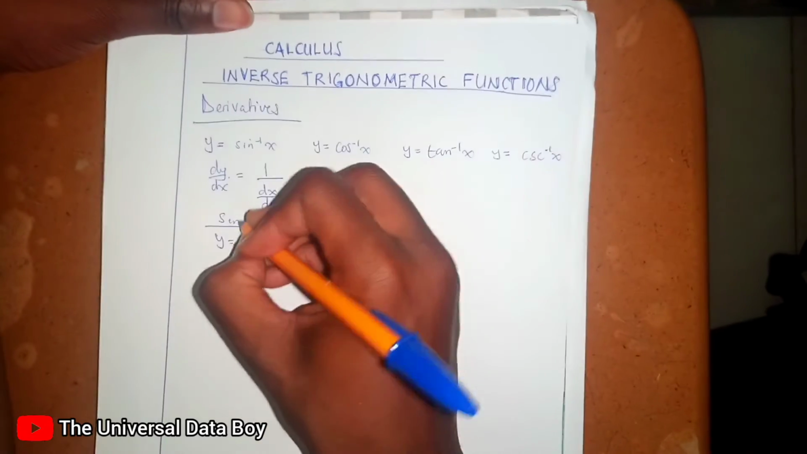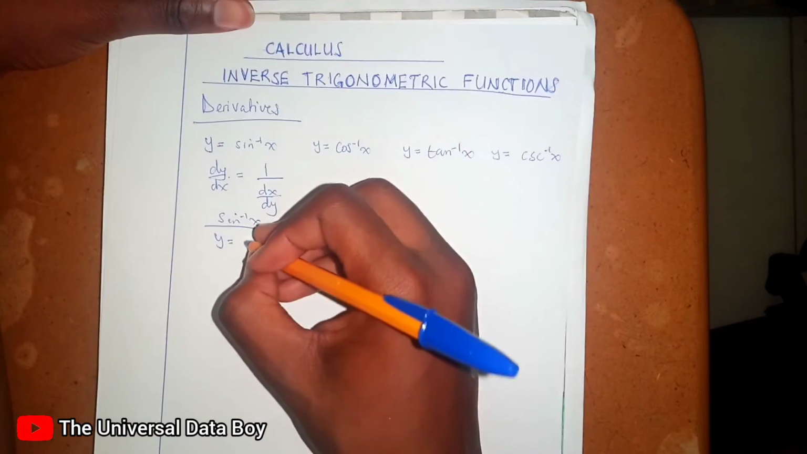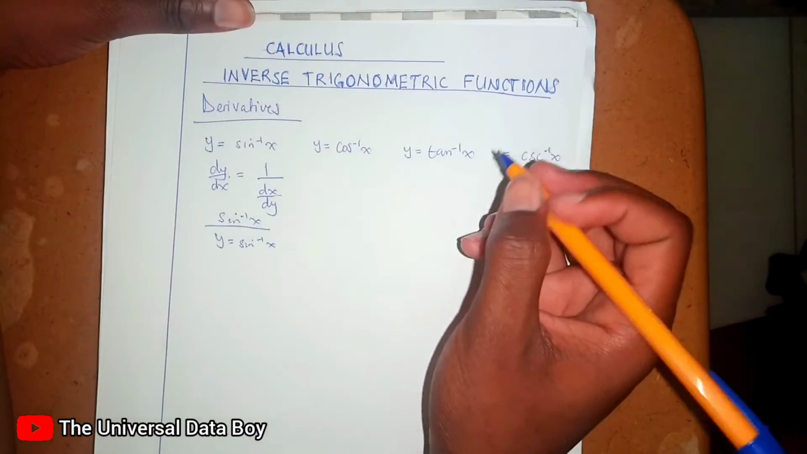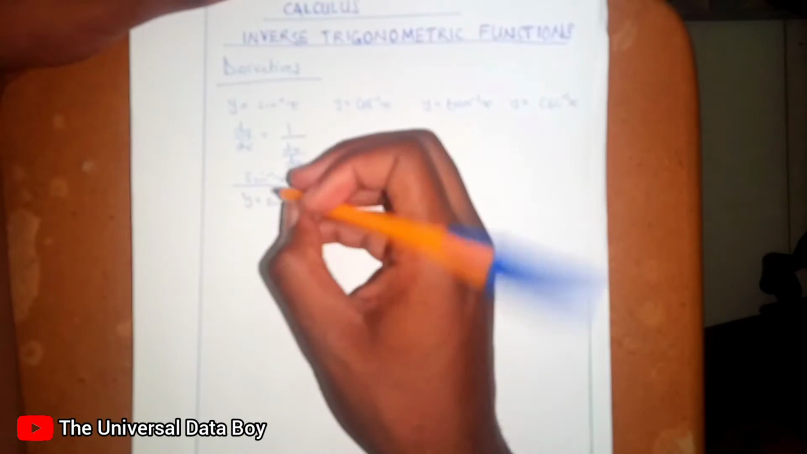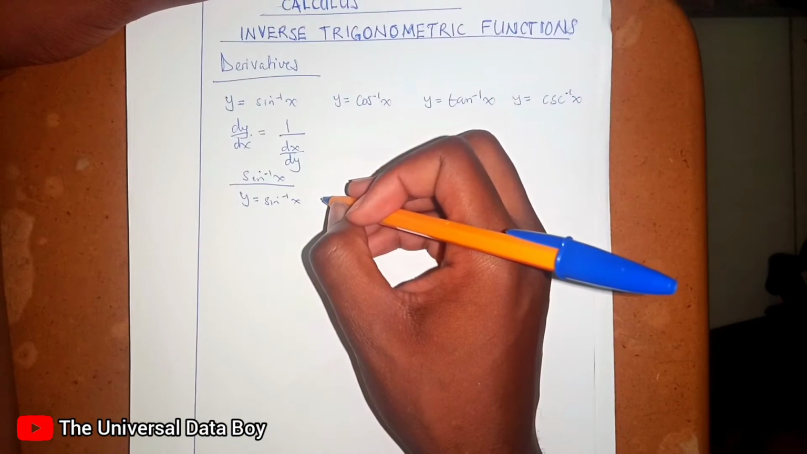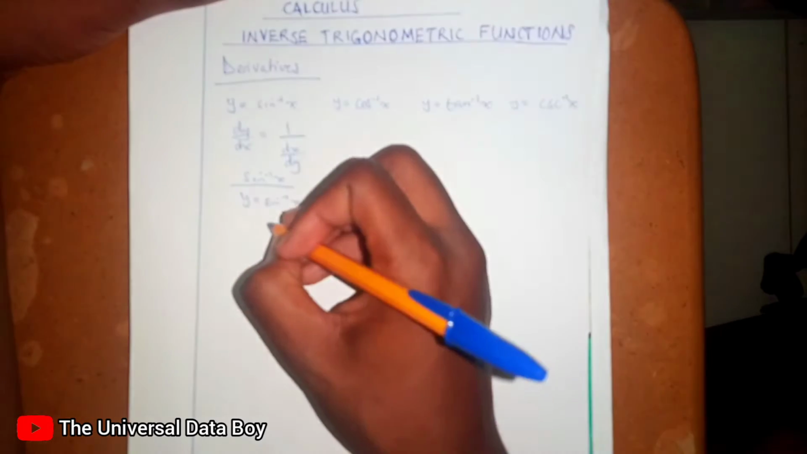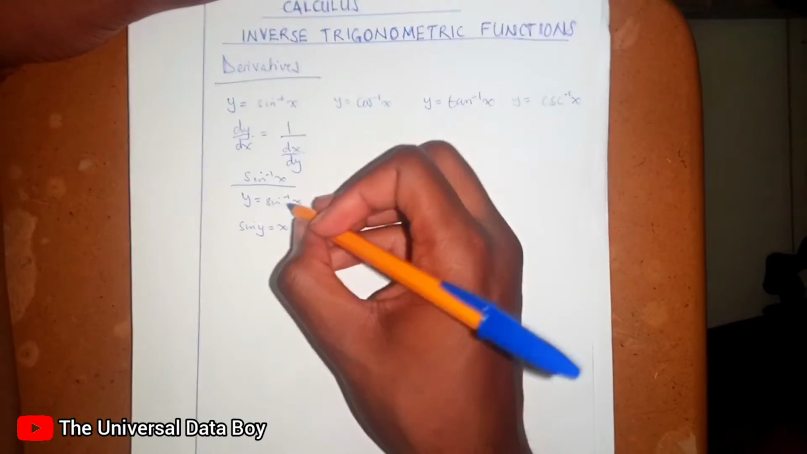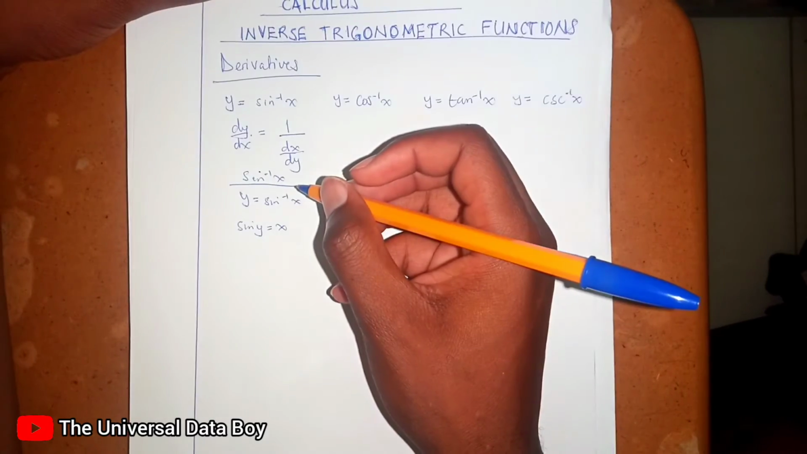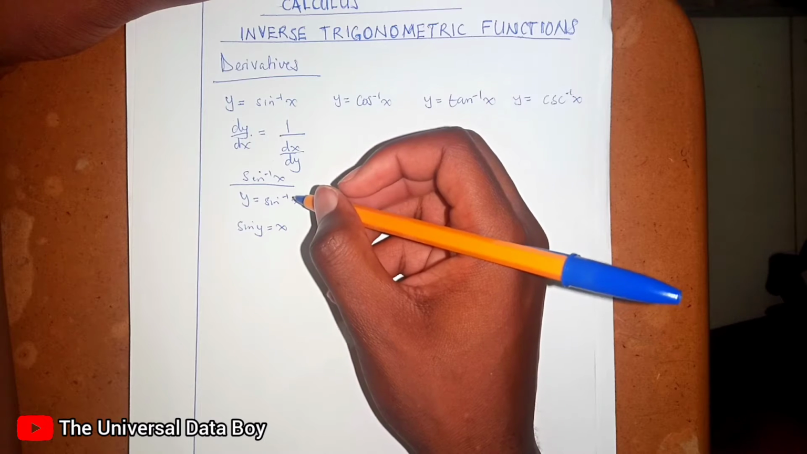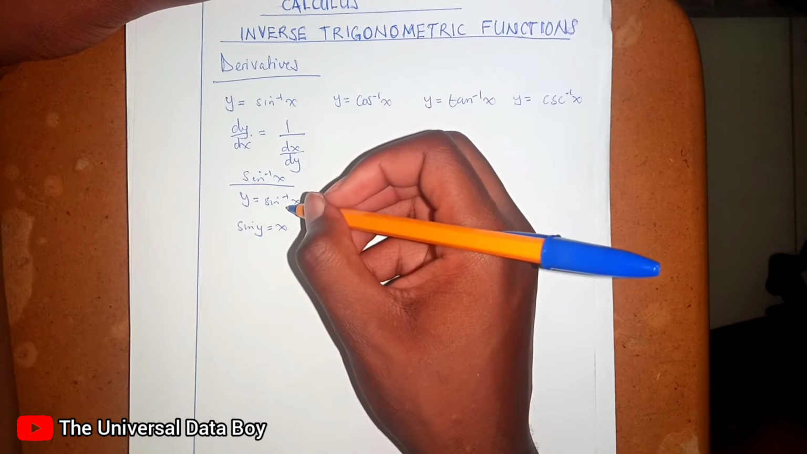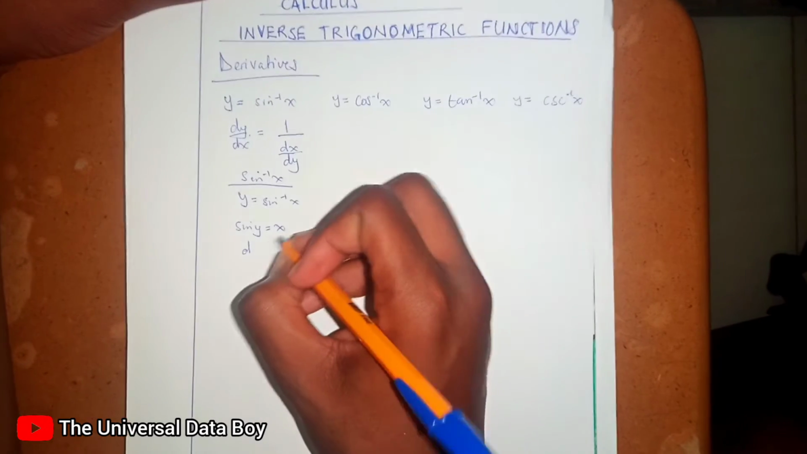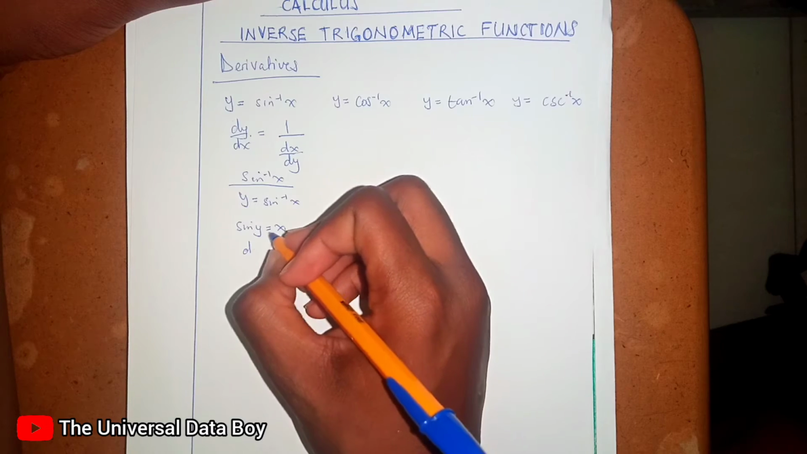We'll start with sine inverse of x. We are being told y is equal to sine inverse of x, and these letters are arbitrary. They can be t, they can be anything. When we have something like that, we can take the sine of both sides. Thus we are going to have sine y equal to x. When the sine goes to the other side, it will now become sine and will not have an inverse.